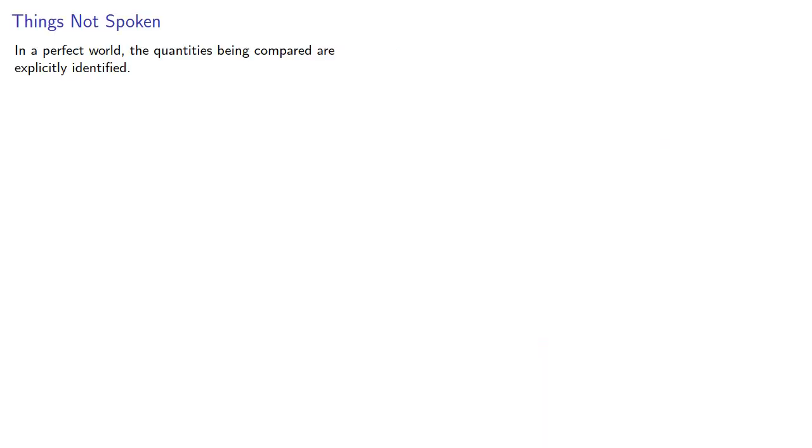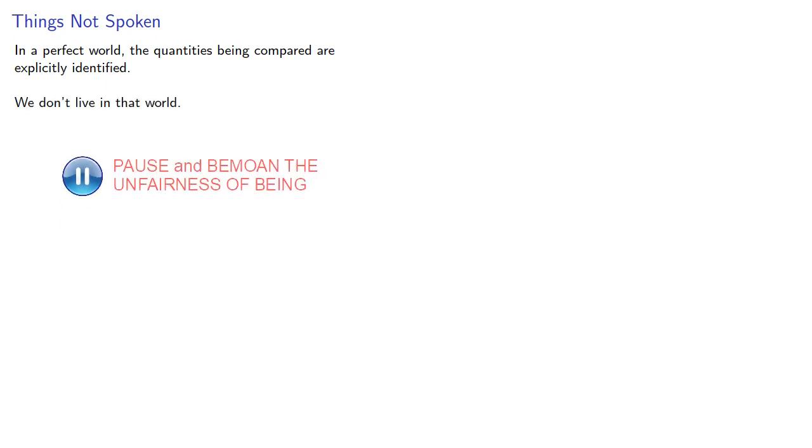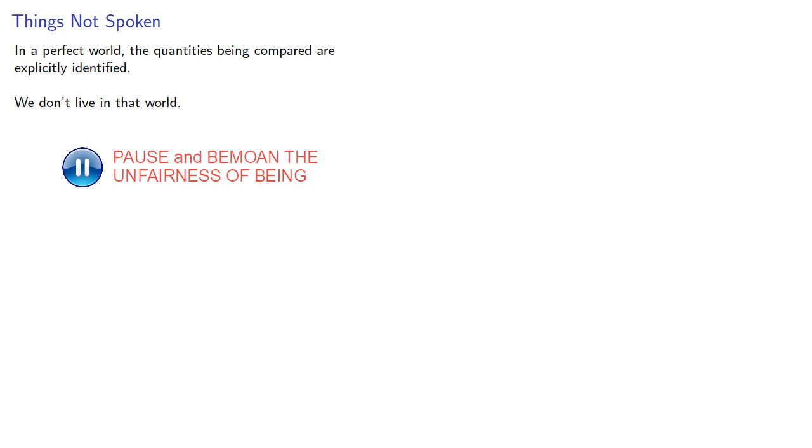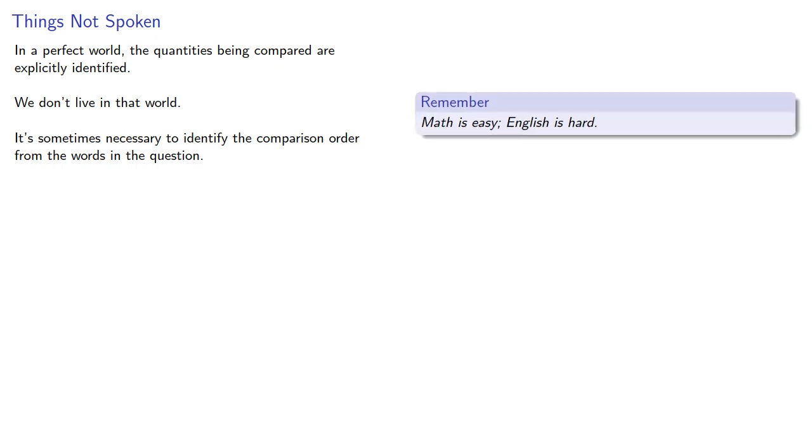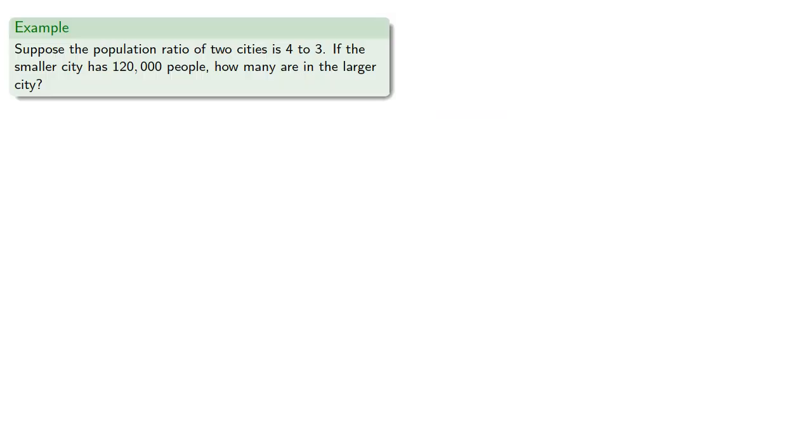In a perfect world, the quantities being compared are explicitly identified. We don't live in that world. It's sometimes necessary to identify the comparison order from the words in the question. And remember, math is easy, English is hard. Suppose the populations of two cities are in the ratio 4 to 3. If the smaller city has 120,000 people, how many are in the larger city?